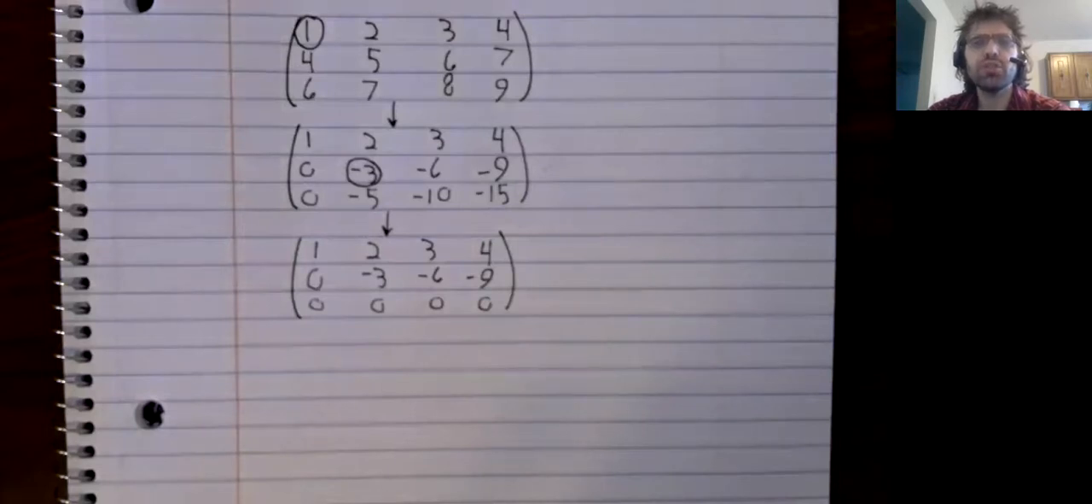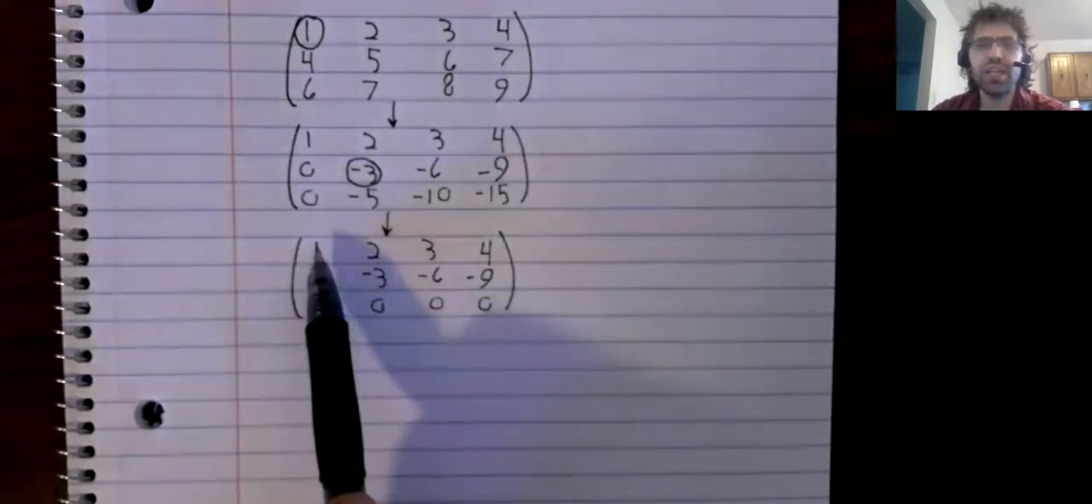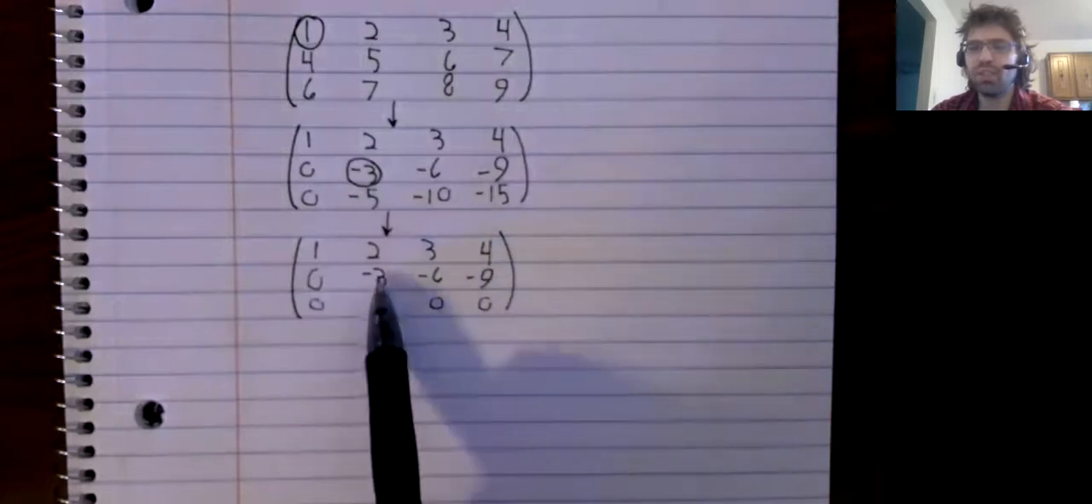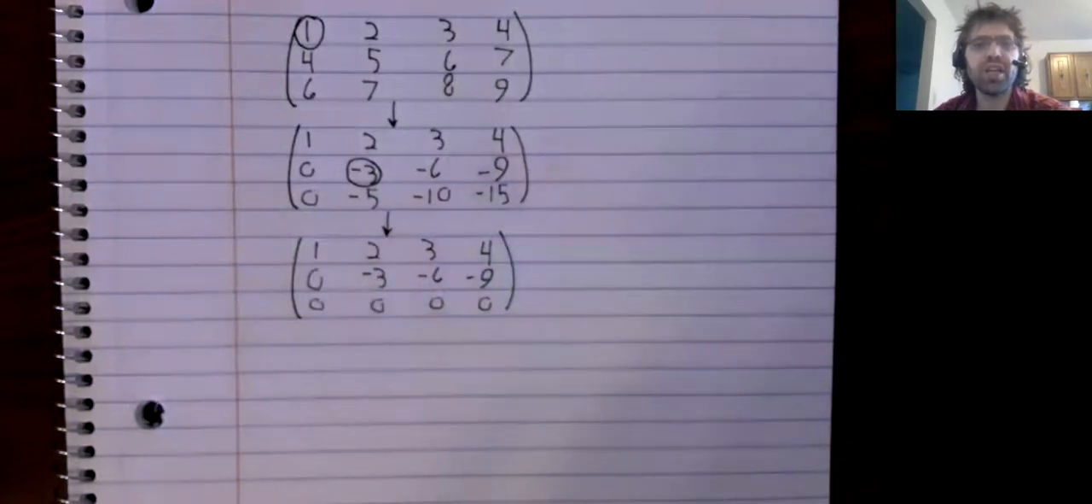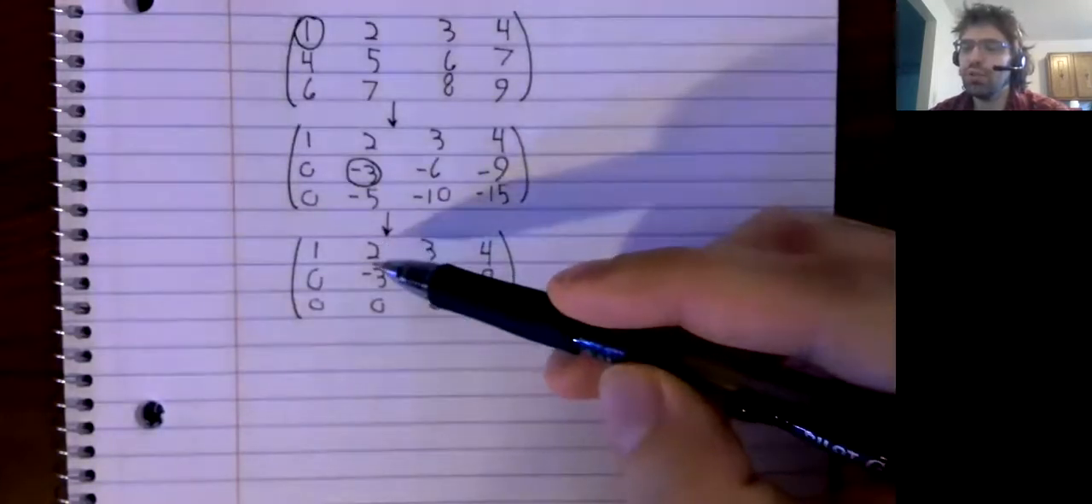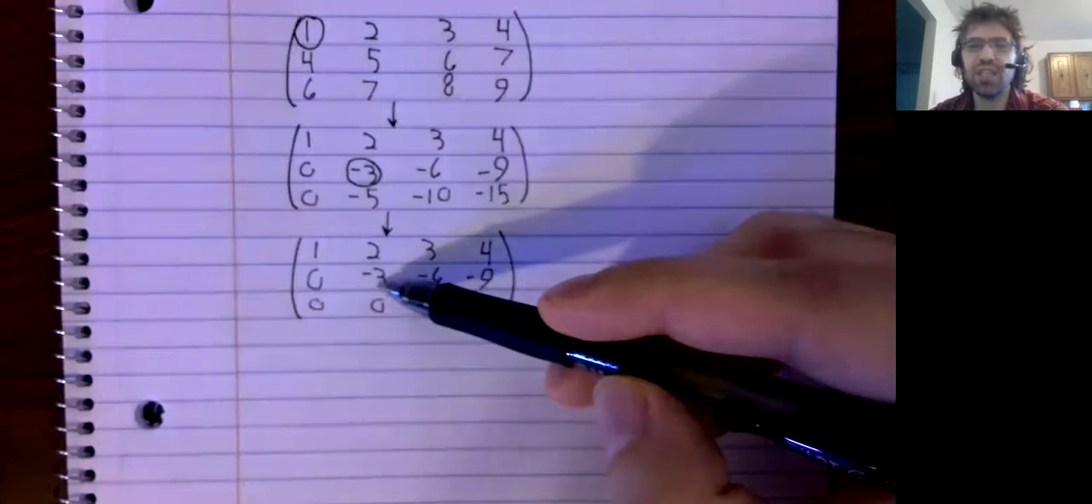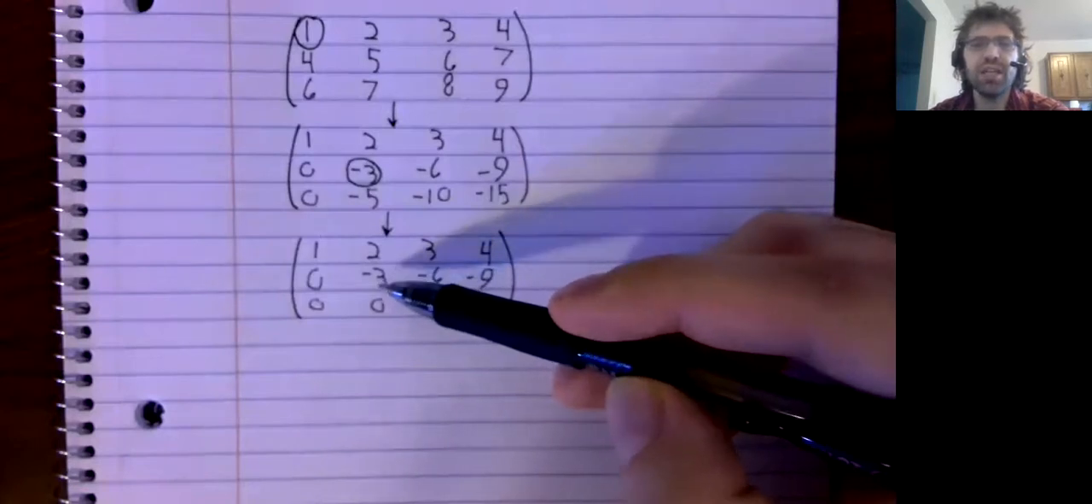To be in reduced row echelon form, we need the leading entries to be 1. This leading entry is 1, but this is -3. Moreover, we need everything above a leading entry to be 0. This 2 above this leading entry isn't.